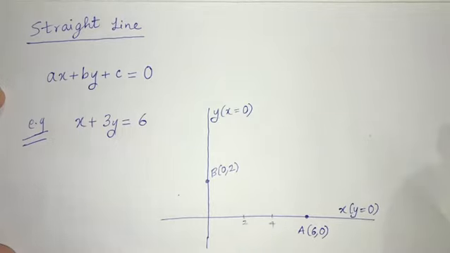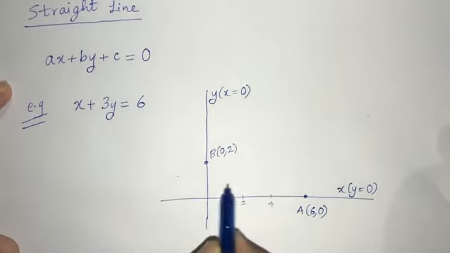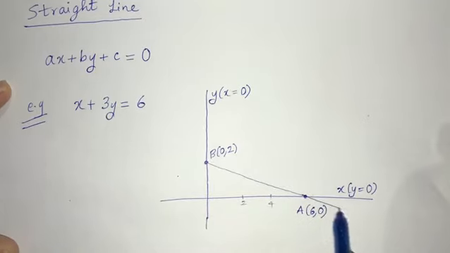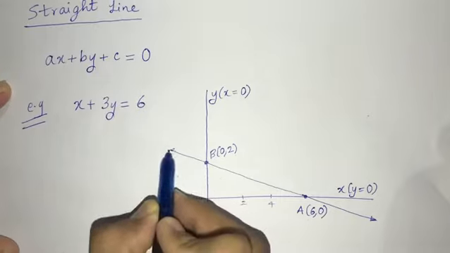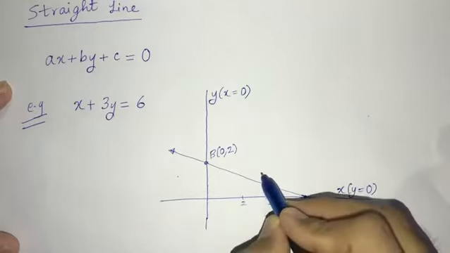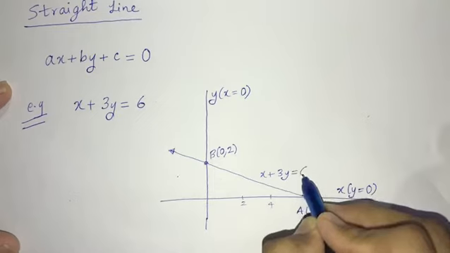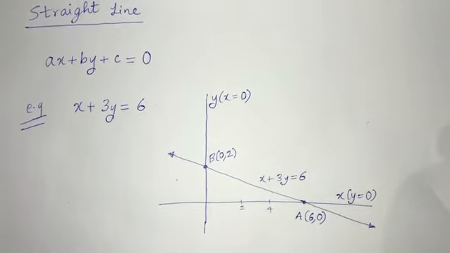Then I can have a straight line connecting these 2 points. So this straight line has the equation x plus 3y equal to 6. Plotting a straight line is very simple. Identifying the equation of a straight line is very simple.